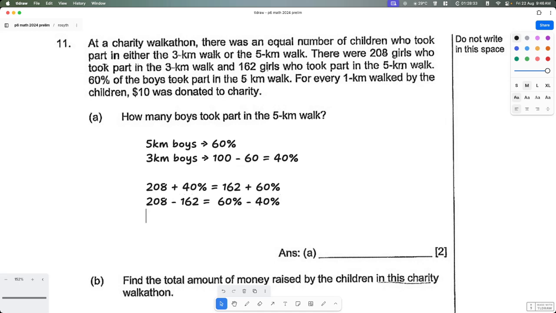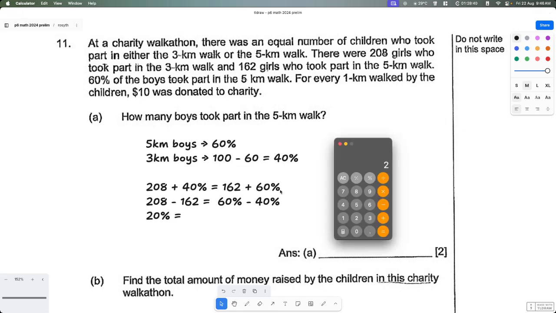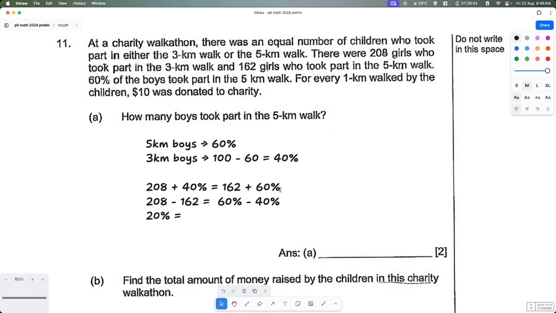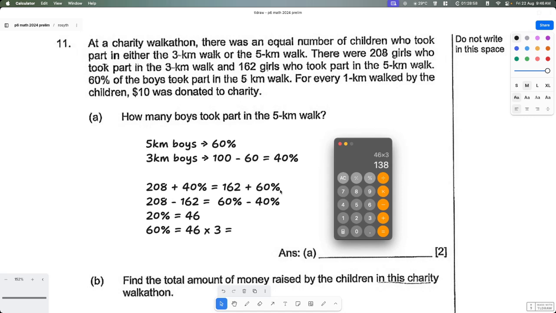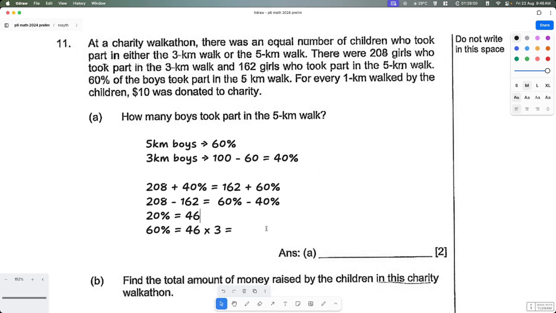62. So that means this will be 20%, equal to 208 minus 162, and this will give you 46. Okay, so we want to get 60%, which is equal to 46 times 3. And this will give us, let's see, multiply by 3, 138. So there you go, the answer is 138.